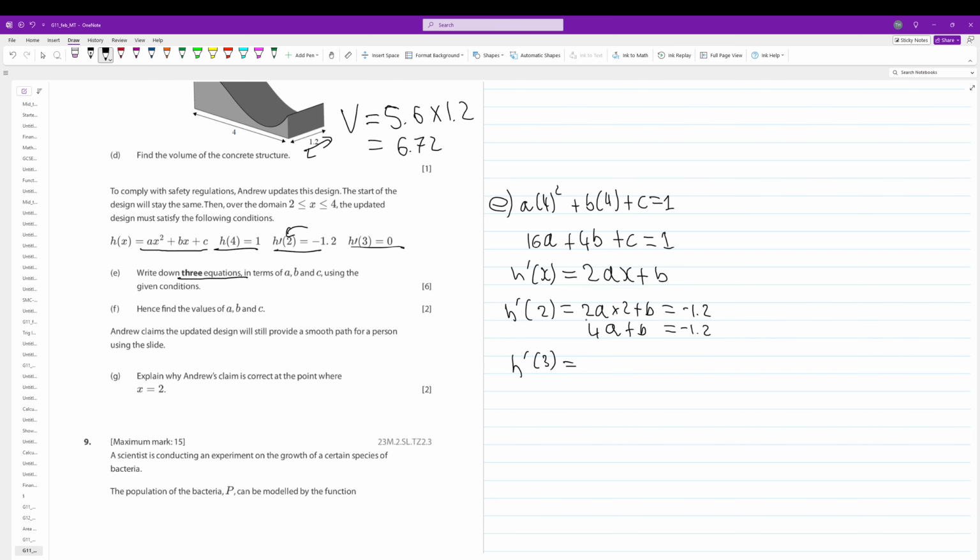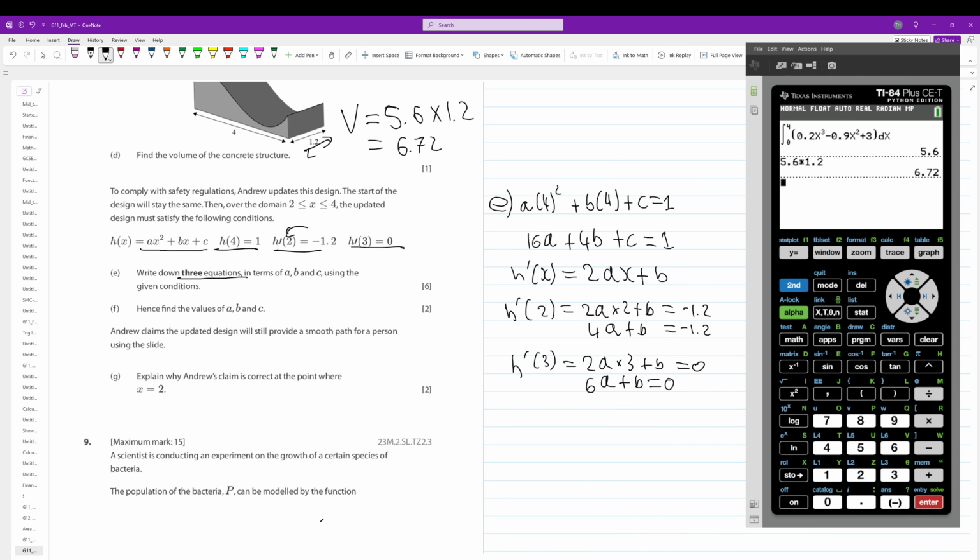Same with h dash of 3. H dash of 3 would be 2a times by 3 add b is 0. So 6a add b gives me 0 again. Ta-da! I now have 3 equations. And I can use these 3 equations to work out all the bits that I need to know. I can do this using my calculator and specifically the simultaneous equation solver that we looked at earlier.